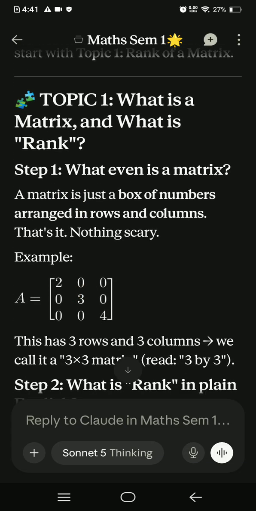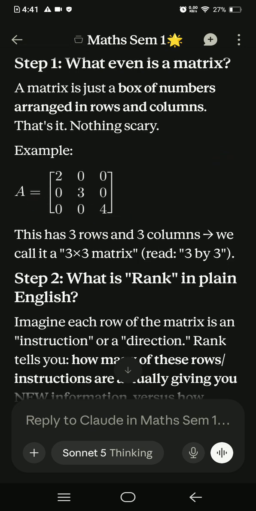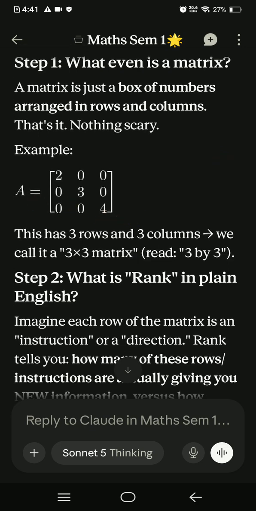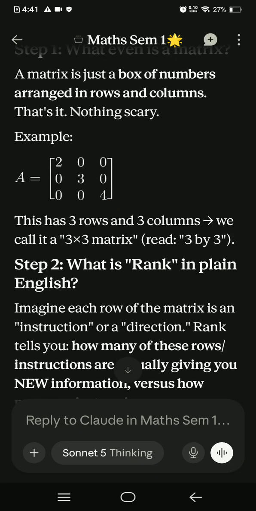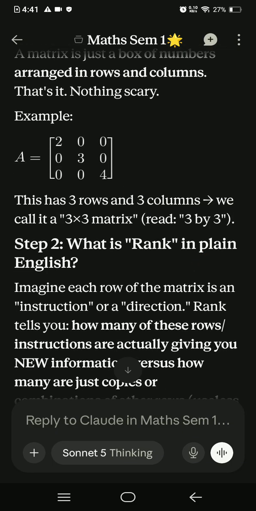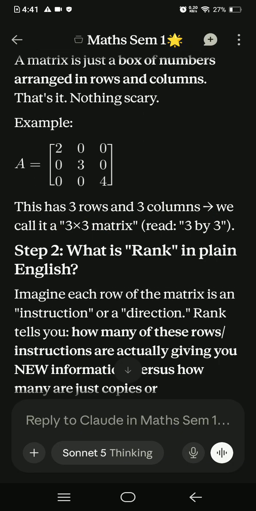What is a matrix and what is rank? So I know matrix. A matrix is just a box of numbers arranged in rows and columns. That's it, nothing scary. This is just a way of writing numbers and then manipulating them for faster calculations, I guess. And also because we live in a 3D world, this helps in vector algebra and all that. So this matrix has 3 rows and 3 columns.